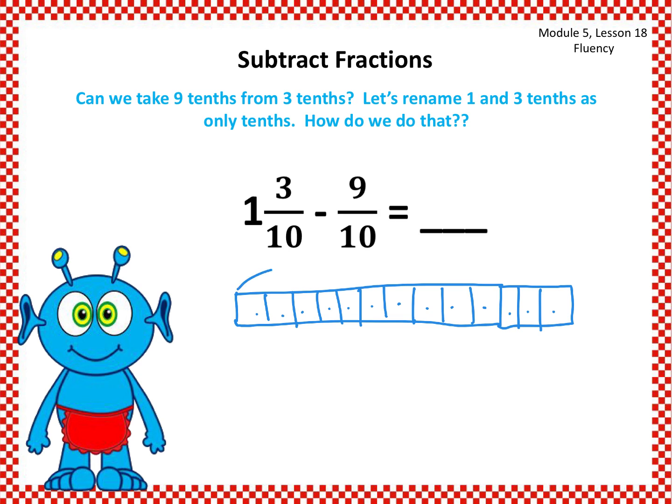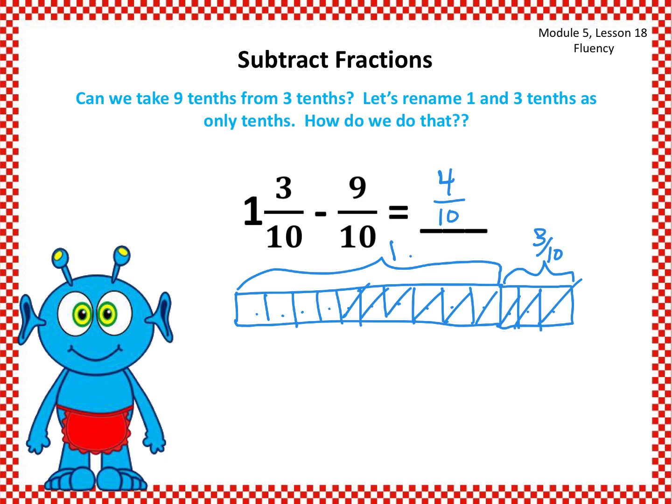So here we have 1. That's 1. And then we have 3/10. So we're going to subtract 9/10. So I'm just going to start at the end and take them away. 1, 2, 3, 4, 5, 6, 7, 8, 9. And it looks to me like we've got 4/10 left.